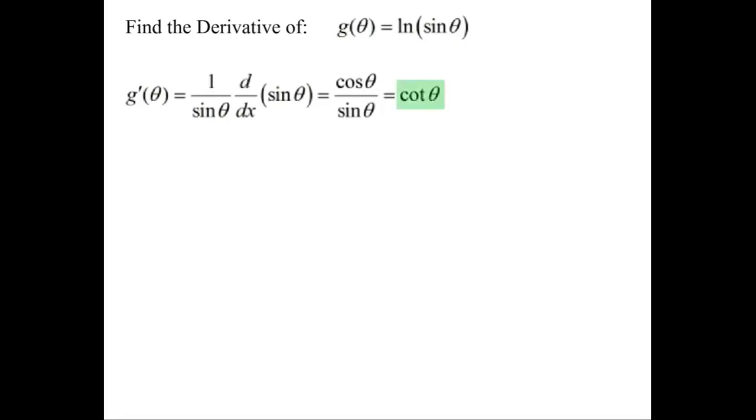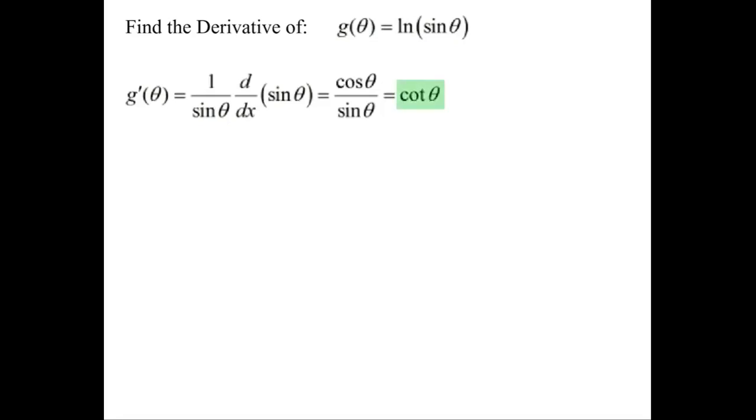Find the derivative of g of theta equals the natural log of sine of theta. So here we also have a composition of functions where the outer function is equal to the natural log and the inner function is equal to sine of theta. So taking the derivative of the natural logarithm and evaluating it at sine of theta, we have the following, and multiplying that by the derivative of sine of theta. So simplifying the expression, we have that the derivative is equal to cosine of theta over sine of theta, which can be rewritten as cotangent of theta.